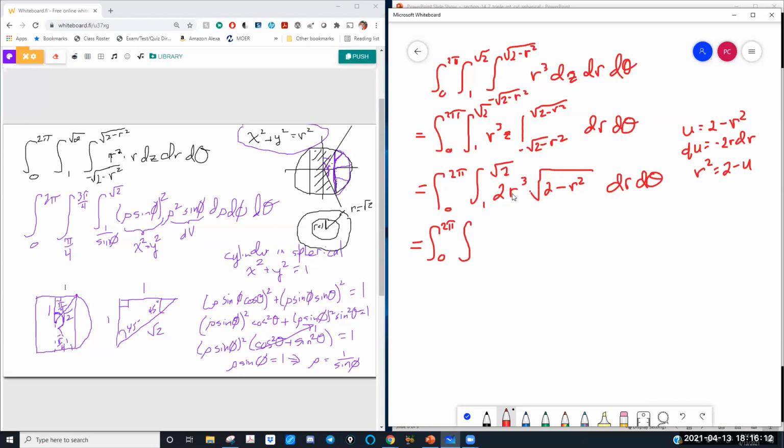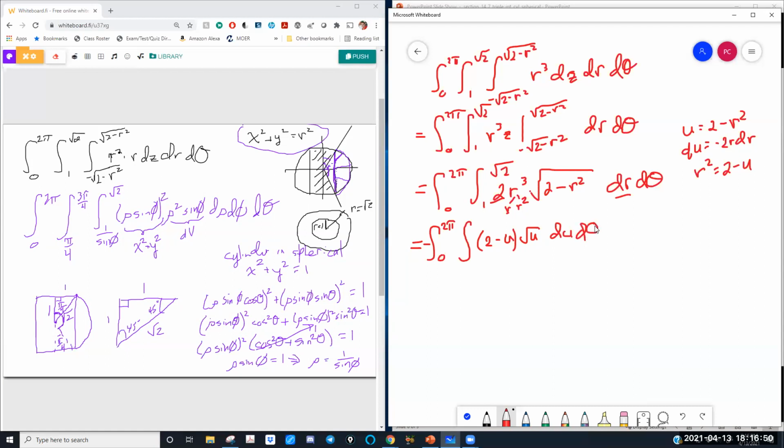Now, what's going to happen here? I'm splitting this guy. I do introduce a negative, so we are going to have a negative sign in here. We'll deal with that later. Then we've got a 2. We're going to take one of the r's and basically split this guy into r and r squared. The r dr is going to be the du. And then the r squared, we're going to substitute in 2 minus u. So what that ends up looking like is 2 minus u times square root of u, which is very, very doable.